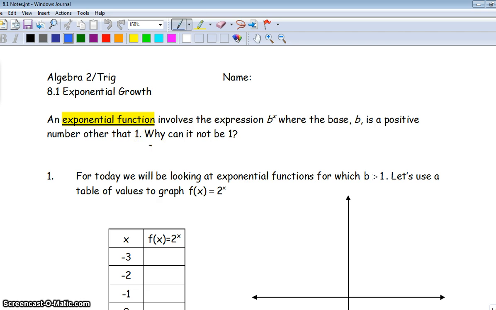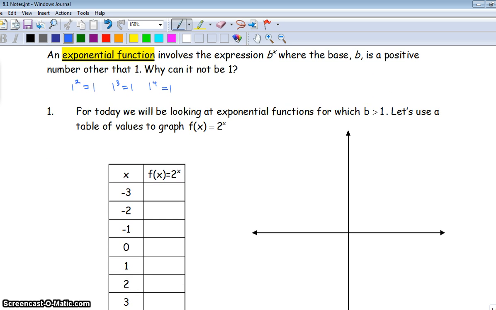Why can't it be 1? Now the reason why it can't be 1 is 1 raised to any power is just 1. 1 squared is 1. 1 cubed is 1. 1 to the 4th power is 1. So you don't want to have a base of 1 because you're not really going to have any kind of activity going on. For growth functions, your base has to be greater than 1, and that's representing the growth.